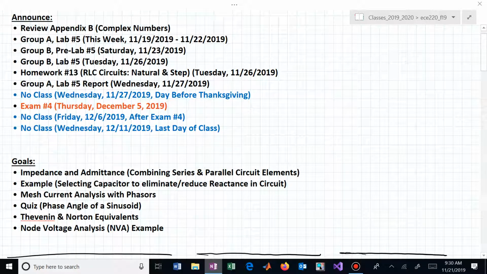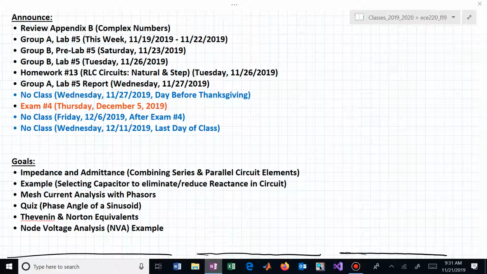You're probably getting tired of all of these announcements, but maybe not what I'm announcing. Lab 5 is now upon us, and some of you have already completed Lab 5. You will need to put your report together by next Wednesday, which is a day that we do not have class. The blue are the no class days. We will not have class a week from yesterday. Am I in the right calendar? A day before Thanksgiving, we will not have class.